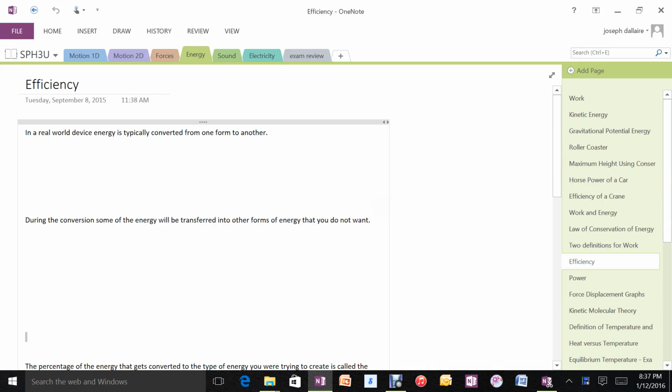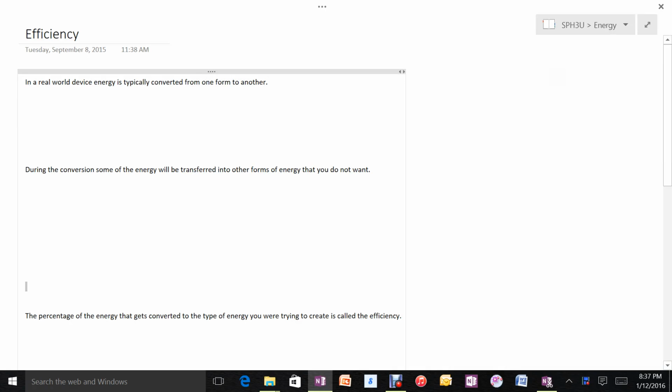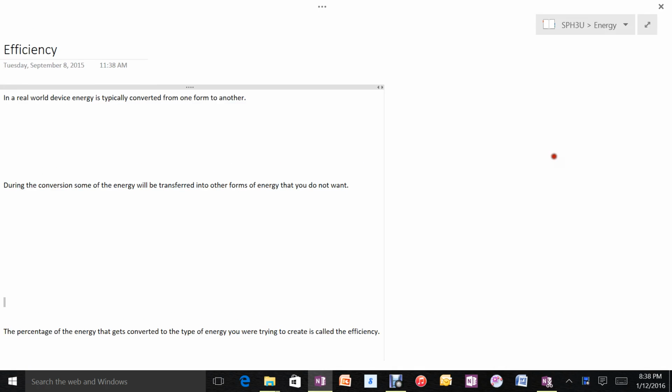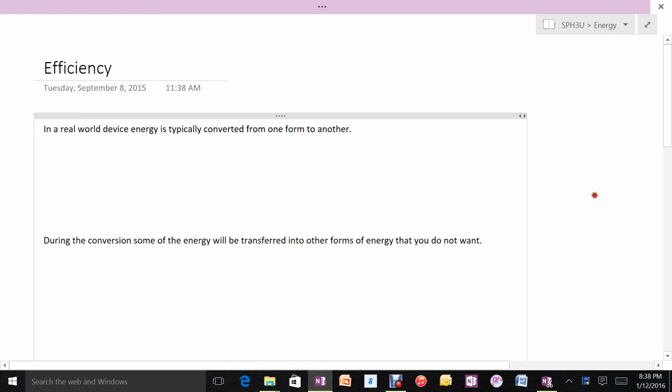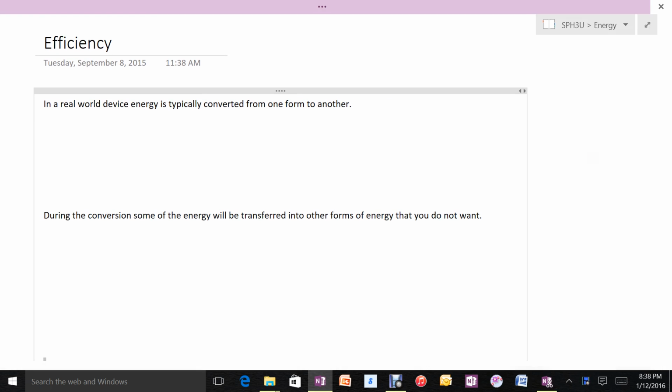Efficiency. In any real-world device, electrical device often, but really any sort of machine, what we're trying to do is convert energy from one form to another form. And what that means then is that during the conversion, almost inevitably, some of the energy will get converted into the form we want, but some will be lost to some other forms that we would consider to be wasteful.